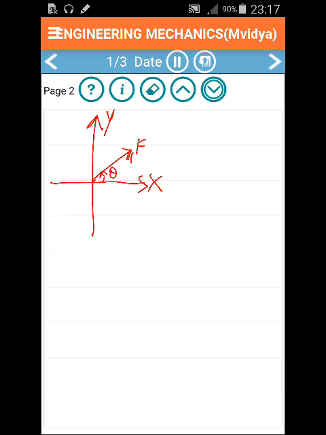So if I drop a perpendicular, I will get this value as f, we just studied, it is f sine theta, which is equal to this value. So this is the projection of the vector f on the y-axis, that is f sine theta, and the projection on the x-axis is f cos theta. That is how you resolve a vector. You consider the angle theta which it makes with the positive x-axis.